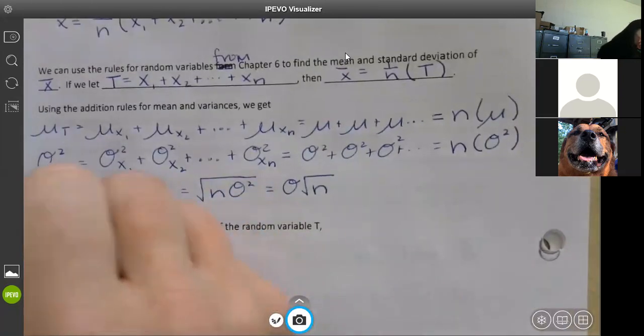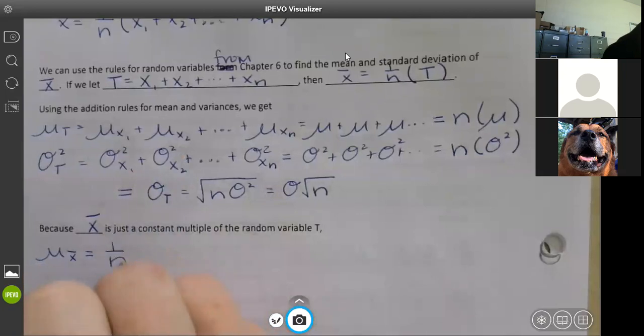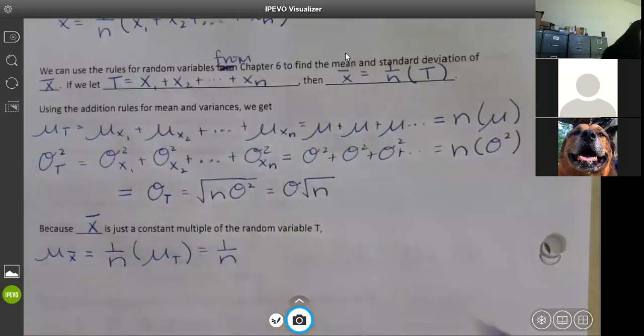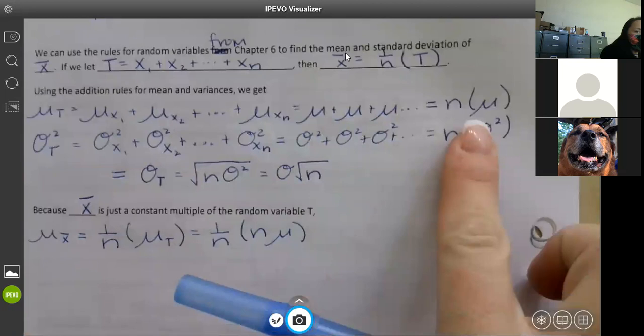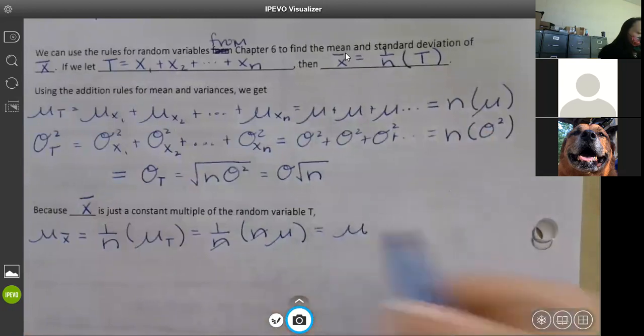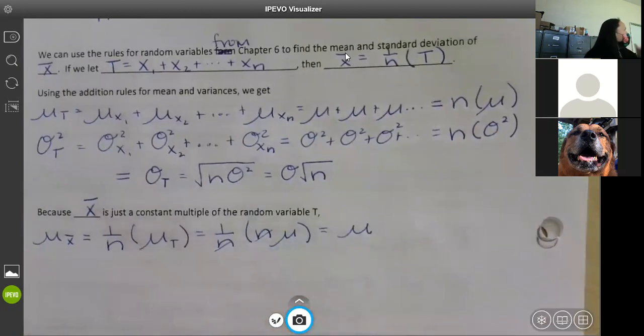Because x bar is just a constant multiple of the random variable t, mu of x bar is 1 over n times mu of the total. Remember that mu of the total from that top part right here was n times mu. And then remember, these n's will cancel out when we multiply, and we'll just get mu. So it's just showing you why the mean of the sample is the same as the population. So mathematically, you don't have to do the formula. You don't have to work it out. They're just telling you, here's why you know it's this, okay?